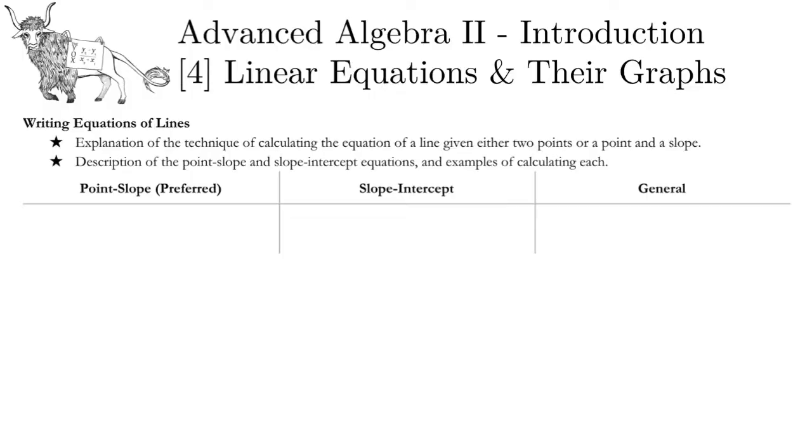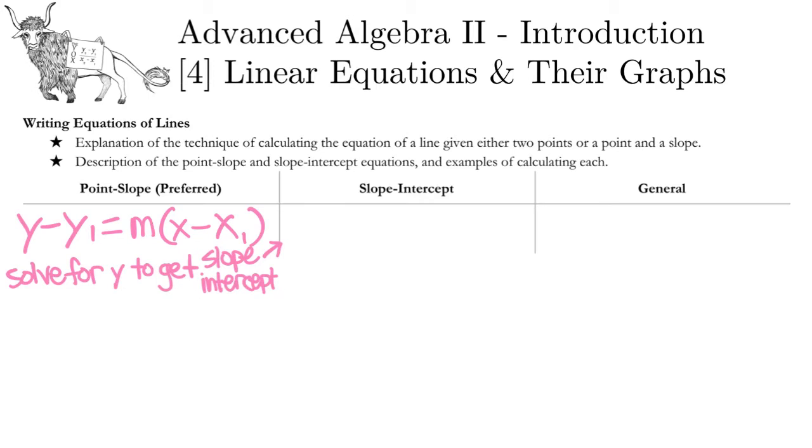Finally, writing equations of lines. We can do it in 3 ways: point slope, slope intercept, or general. The formula for point slope is y minus y1 equals m times x minus x1. We should primarily use this formula. There are a few reasons for that. If you solve for y, you could get the slope-intercept form. And in calculus, when you write the point-slope form, you're able to look at the equation and see, at a specific point, the slope of a curve is what's written.